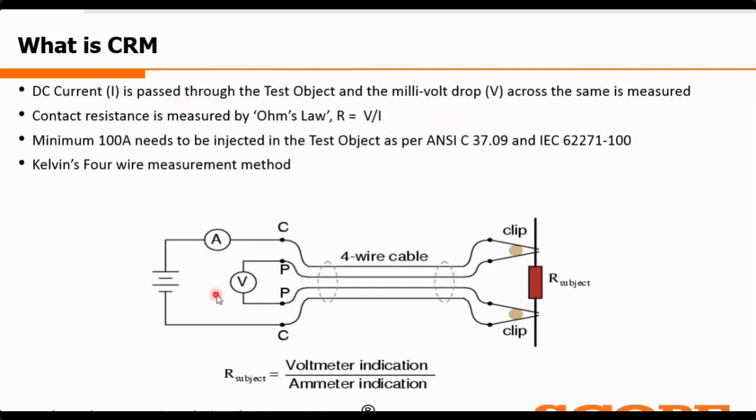So this is where the current injection is happening. You can consider it C plus, C minus. So the current is injected through this clip, and this is the voltage sensing probe here also. So this is the current value and this is the voltage value, and we have R equals the voltmeter indication divided by the ammeter indication. So it is a very basic measurement.